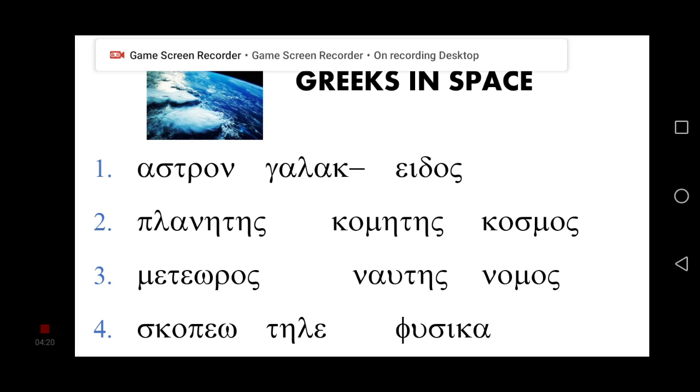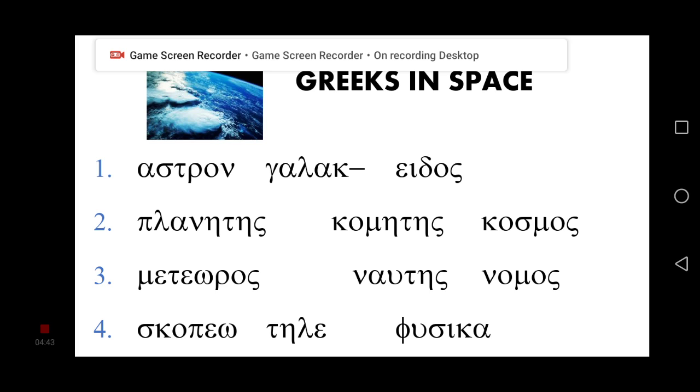Number 2, planetes, planet. Cometes, comet. Planetes is wandering about, and that's what planets do in their orbit. And cometes is hair. If you have a look at a comet, you've got the tail of the comet. Cosmos is the universe.